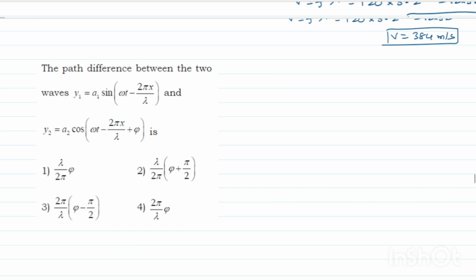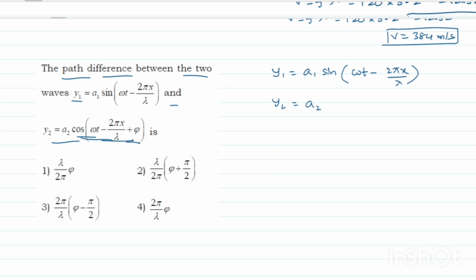Let us see the next question. The path difference between the two waves is asked. Here y1 is given and y2 is also given. y1 is given as a1 sine (omega t minus 2 pi x by lambda), and y2 is given as a2 into a cos function. This cos function I am going to change into a sine function. Sine (90 plus theta) can be written as cos theta.